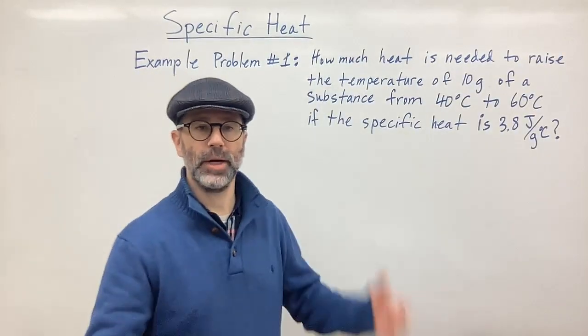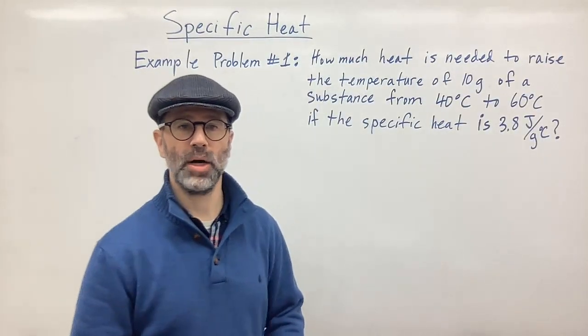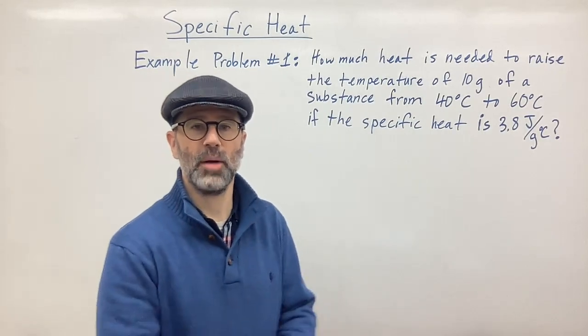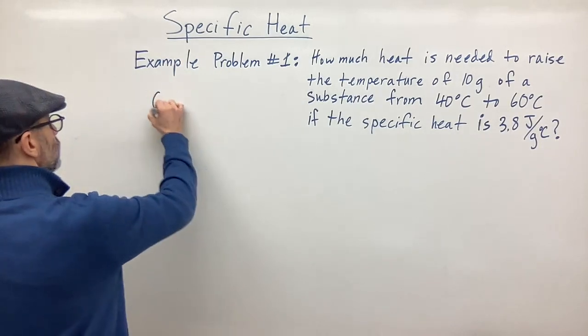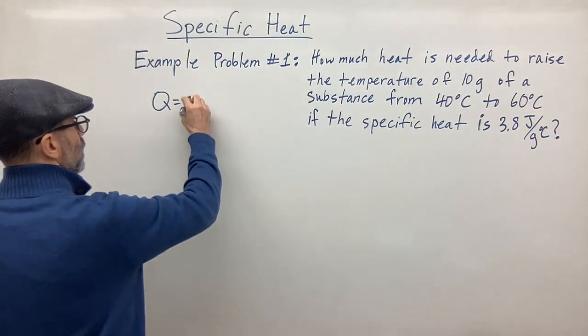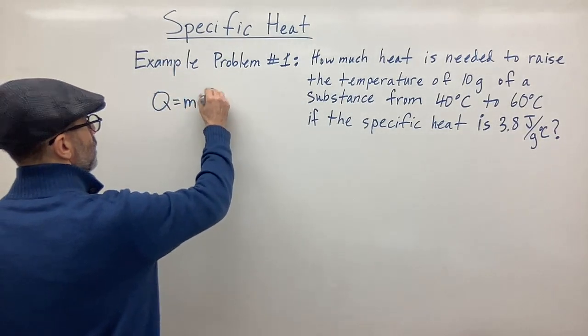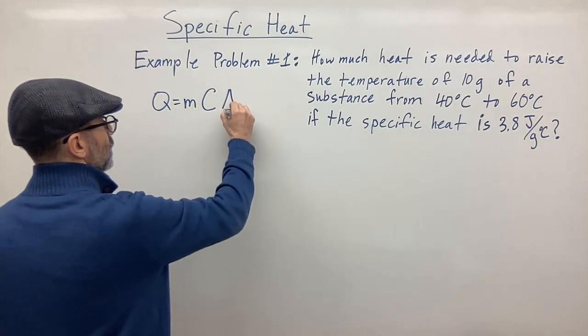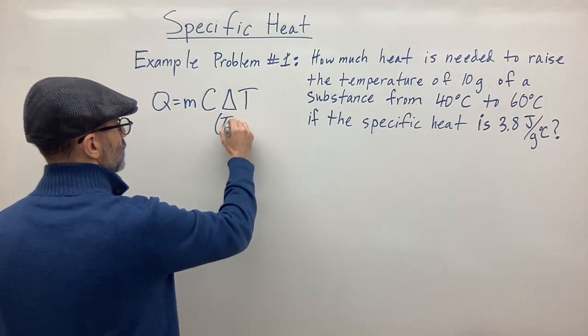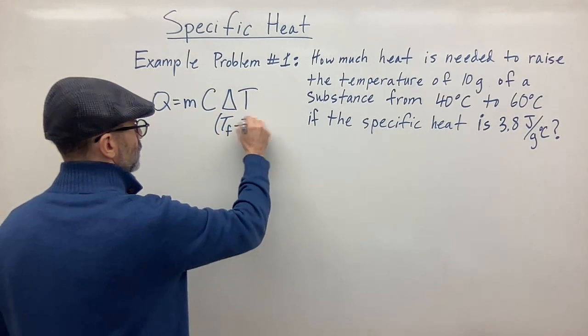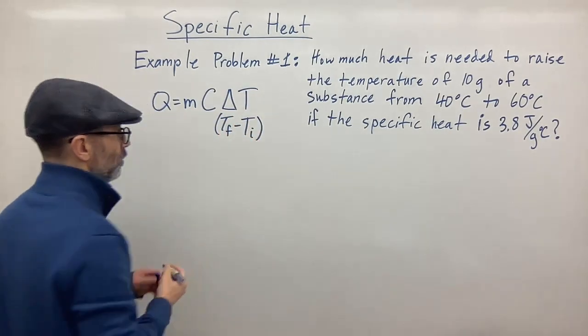Okay, welcome back. So here's example problem number 1. How do we use this equation to help us solve problems? And again, the equation we're using is Q equals MCΔT, mass times the specific heat times the change in temperature. And remember, change in temperature is T final minus T initial.